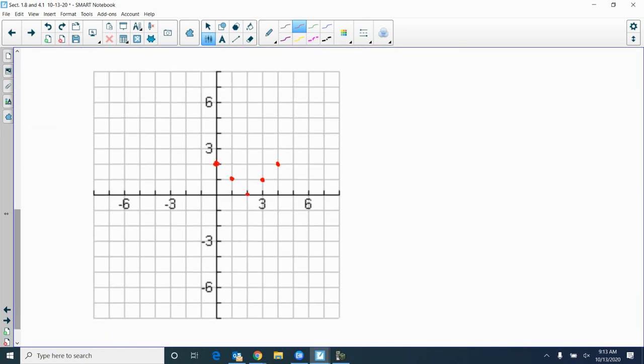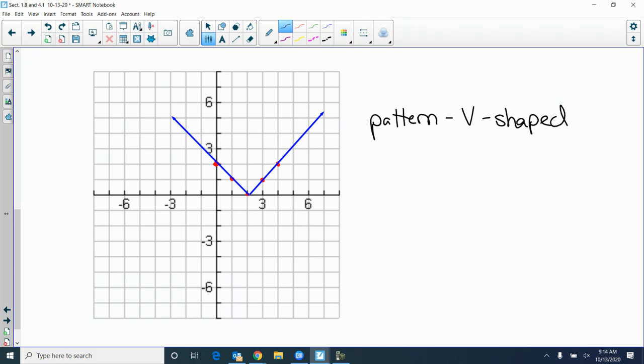Now, this one is V-shaped. This one is V-shaped. Because if you notice, like I said, don't write this on your paper, but if I connect that, I can connect it with a straight line, both directions. So the pattern is V-shaped.